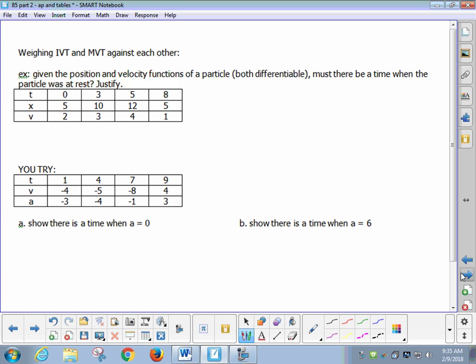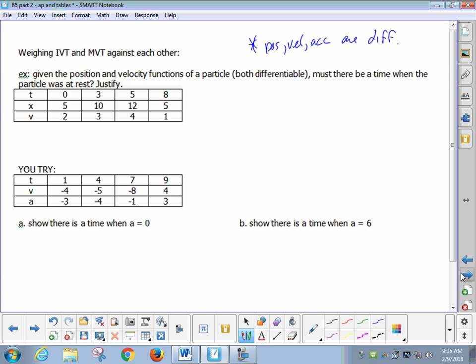So it's fine. Okay? You'll see that position, velocity, and acceleration are often used for these problems. You can assume that position, velocity, and acceleration are all differentiable. We don't get into the proof of that. You can make that assumption. So, in this case, I'm giving you position and velocity functions. They're both differentiable. Must there be a time when the particle is at rest?